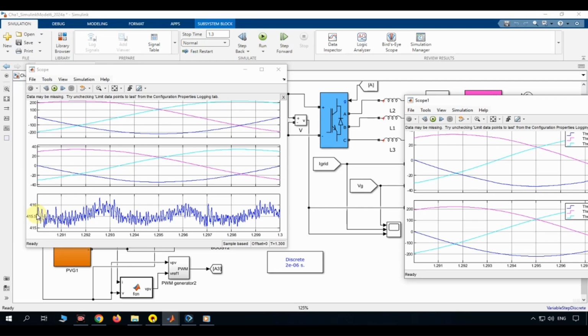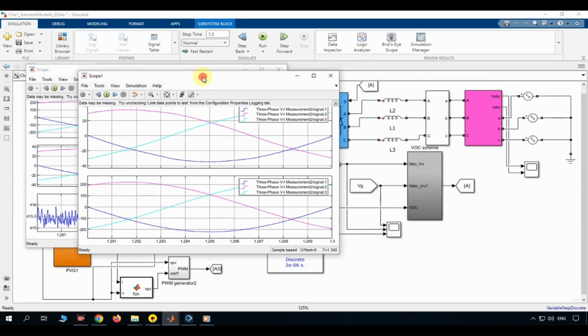The small ripple observed in the waveform is mainly caused by the high-frequency switching of the inverter and is considered normal in practical power electronic converters. Overall, the nearly constant DC link voltage demonstrates that the controller is maintaining a stable operating point.